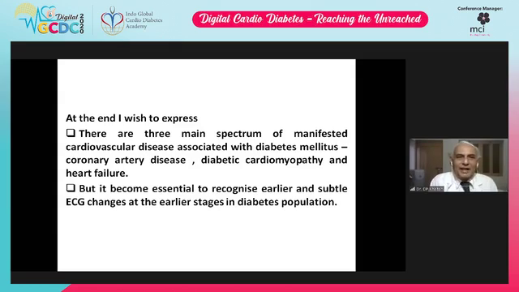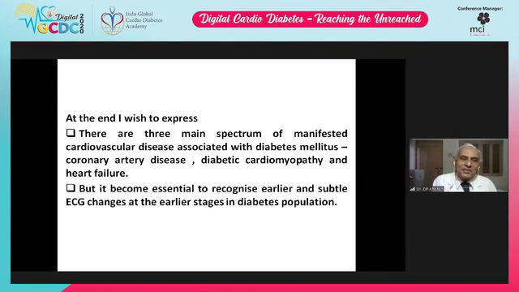It is not the end. Rather, at the end, I would go to some details. At the end, I wish to express that there are 3 main spectrum manifestations of cardiovascular disease associated with diabetes mellitus: coronary artery disease, diabetic cardiomyopathy, and heart failure. But it becomes essential to recognize early and subtle ECG changes at the earliest stages in the diabetic population.